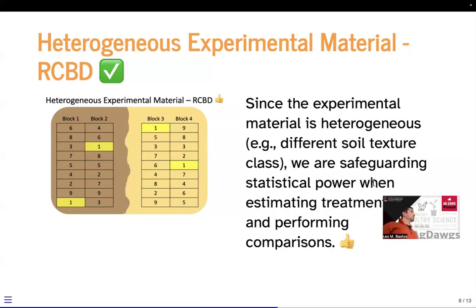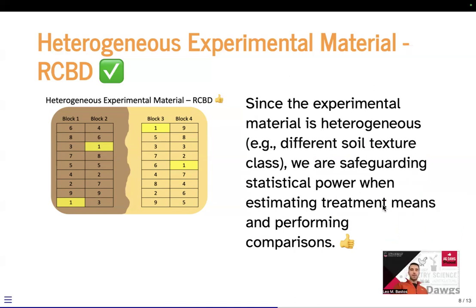And again, because our assumption here is that experimental material is heterogeneous, we are safeguarding our statistical power when we're estimating treatment means and performing comparisons. So we should be good here. We're doing what we need to make sure that we can separate our treatment effects from the block effects. So the block, again, is not to eliminate.